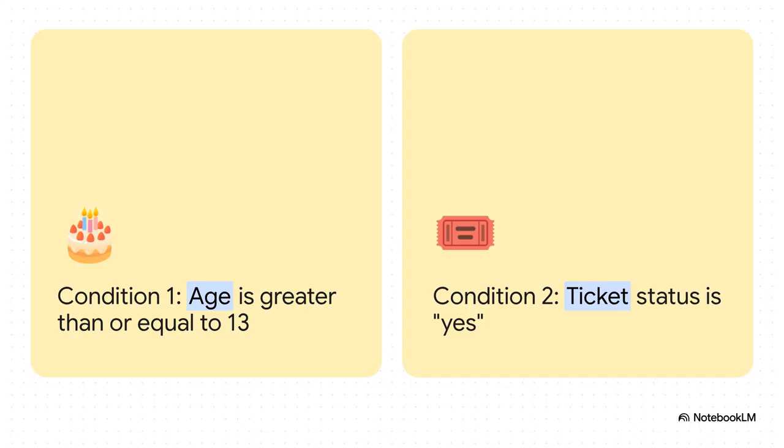And now, let's put it all together. Think about getting into a concert or an R-rated movie. The code can use logic to check 2 things at once. First, is your age 13 or older? And second, do you actually have a ticket? You have to pass both of those checks to get in. If even one is false, no entry.